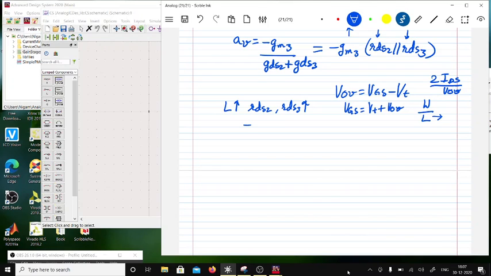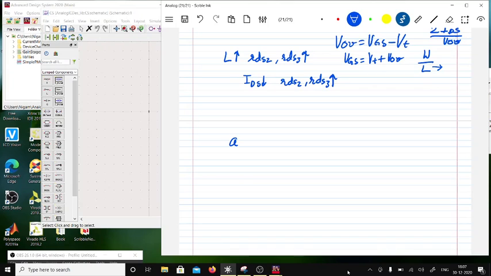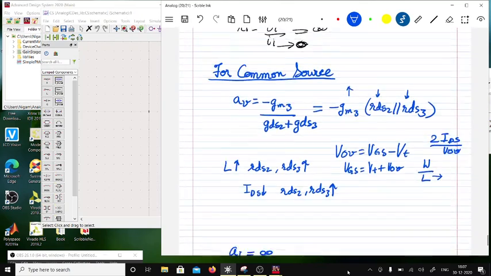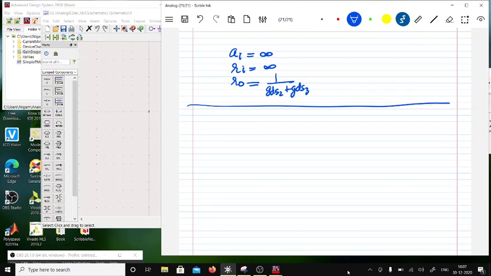Or you reduce current, so you will be bringing down GM, but then you will be increasing RDS2 and RDS3. So that is AV. AI is equal to infinity, RI is equal to infinity, and RO is equal to 1 over GDS2 plus GDS3. That's what we derived, right? So this is a common source amplifier.